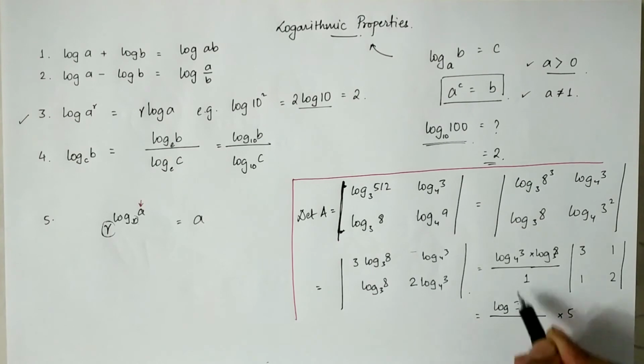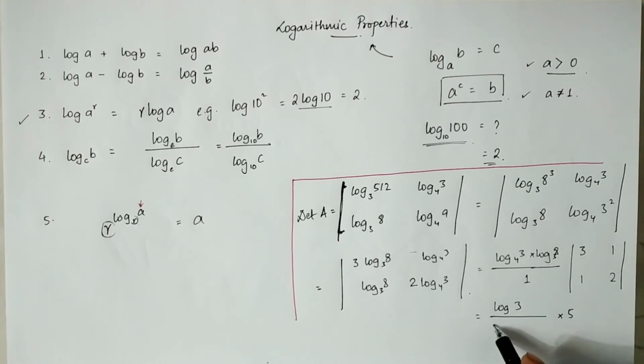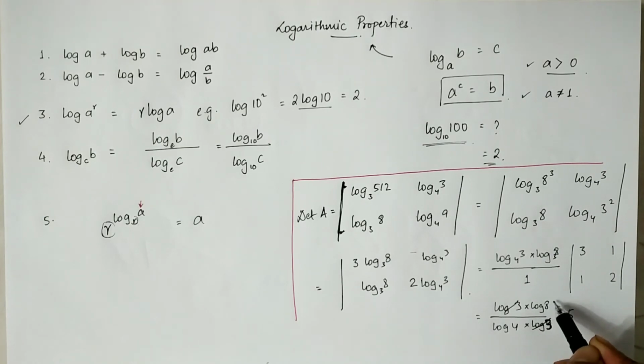log, this thing can be written as log 3 by log 4. This thing can be written as log 8 by log 4. Sorry, log 3. 8 base 3, so log 8 by log 3, log 3 log 3 cancels out. Now this thing can be written as log 2 square, this thing can be written as log 2 cube. So in this case 3 will come down and 2 will come down from here. So it will be 3 by 2. So it will be 3 by 2 into 5, which is equal to 15 upon 2.